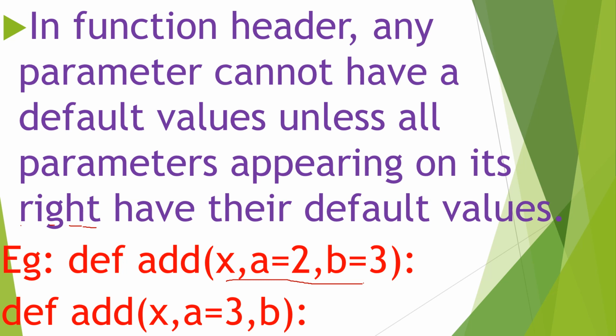But the second header is not correct, as in this one A is not a valid default parameter, because the parameter on the right-hand side of A is not defined as a default parameter, so A cannot be defined as a default parameter. A parameter A is valid only when B is also assigned as a default parameter.